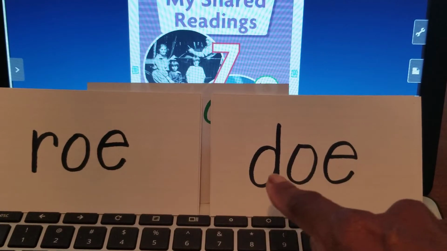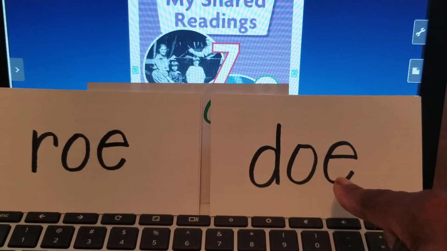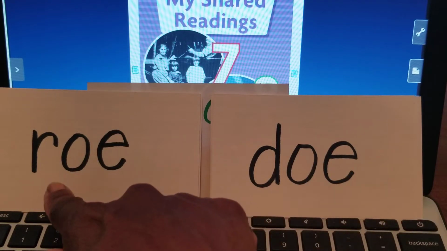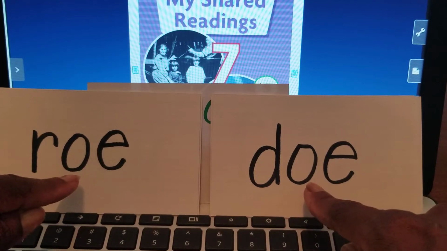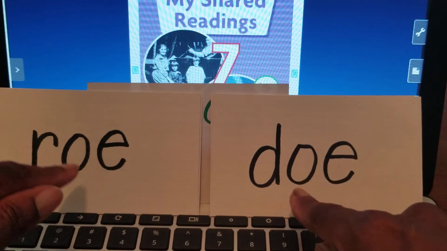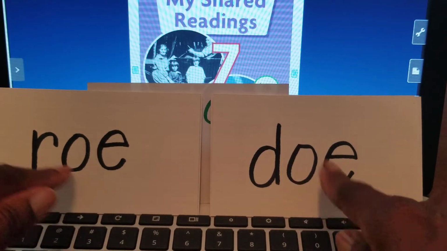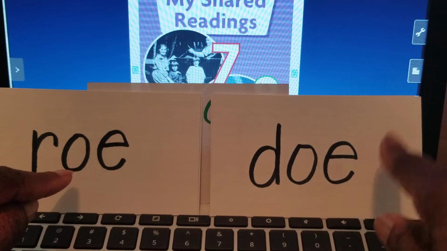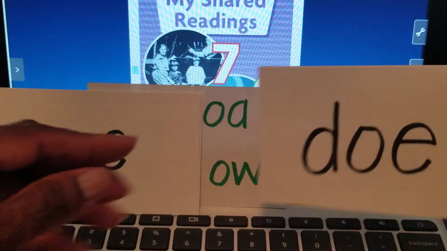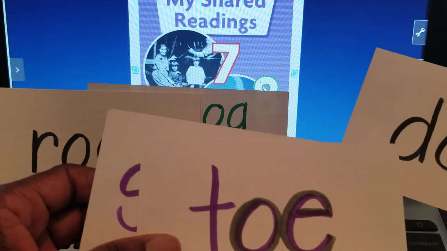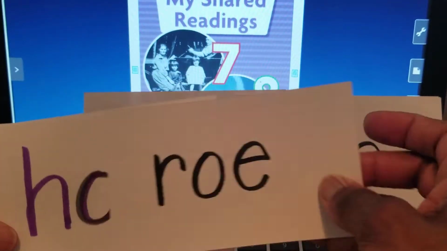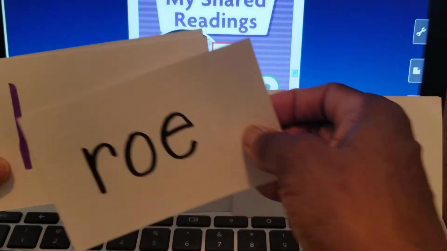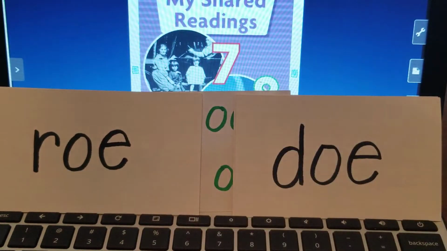And then doe, D-O, doe, female deer. Row, doe. I know they rhyme because they have the same middle and ending sound. The last sound is just O. So row rhymes with doe, and you probably are thinking, oh, but it also rhymes with toe, and you're right. Or it rhymes with hoe. All of them have the OE sound, the OE spelling.